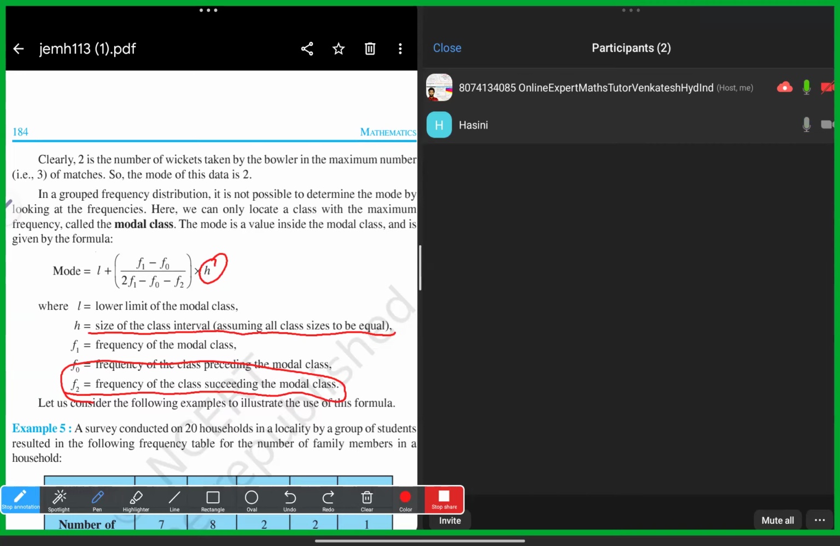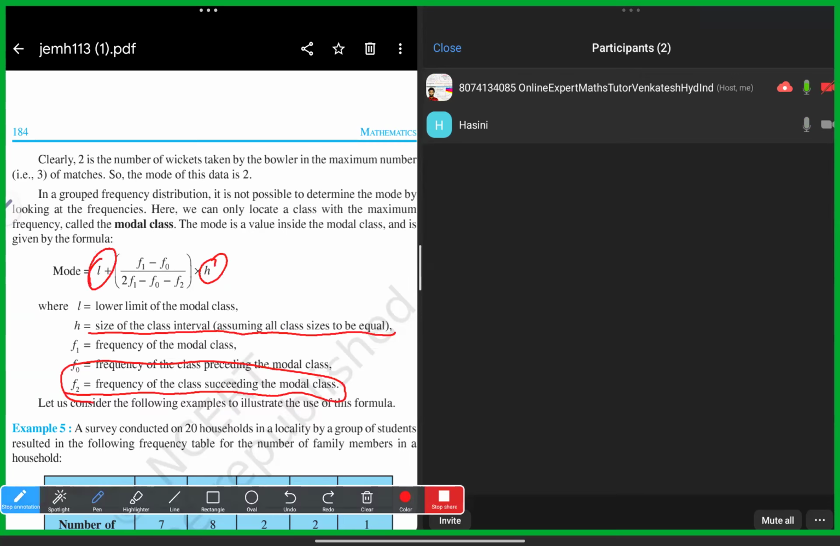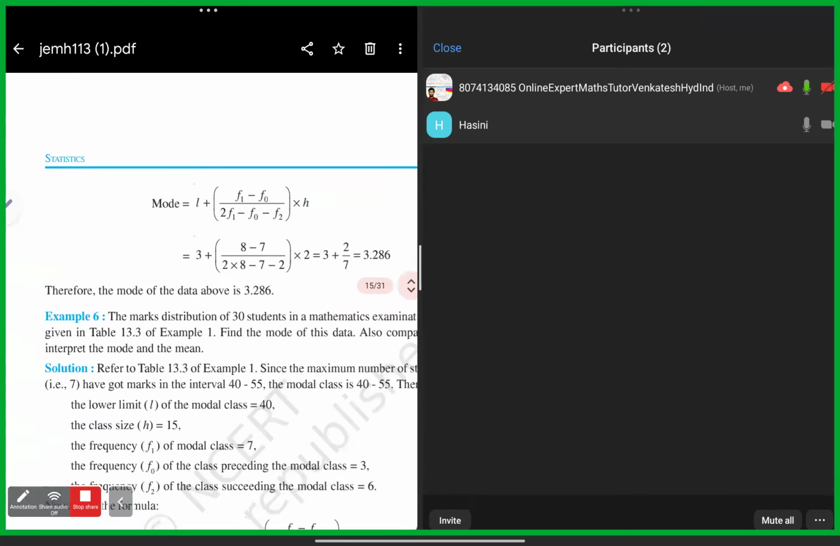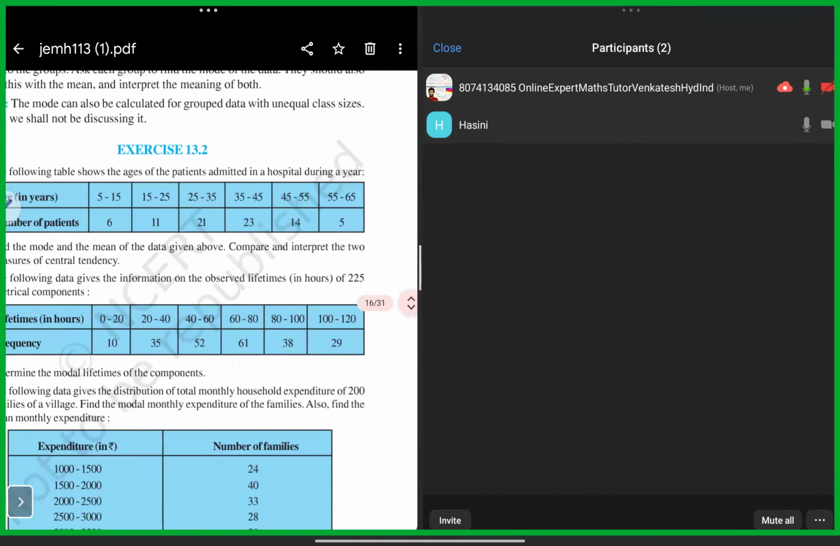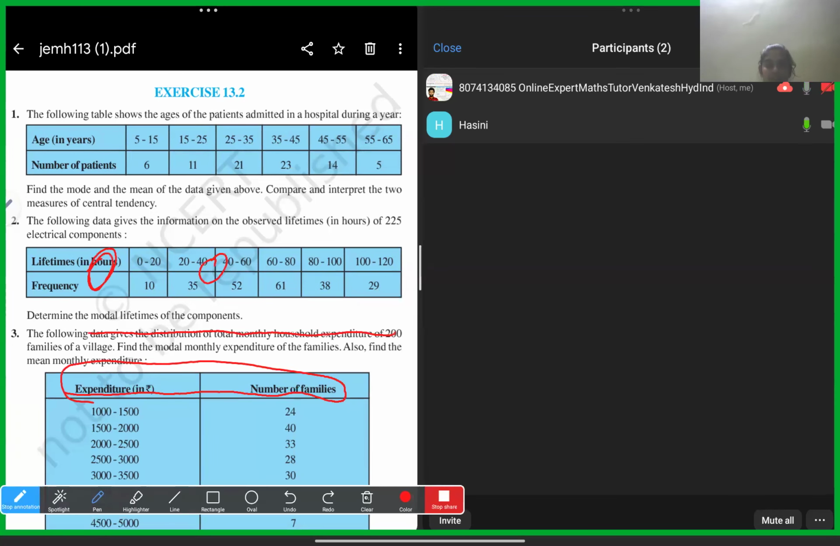So in this, we will directly go to the sum. L is the lower limit of the modal class. How to select the modal class and all, I'll also explain while doing the sum. Once you read the 13.2 first question: the following table shows the ages of patients admitted in the hospital during a year. Find the mode and mean of the data given above. Compare and interpret the two measures of central tendency.